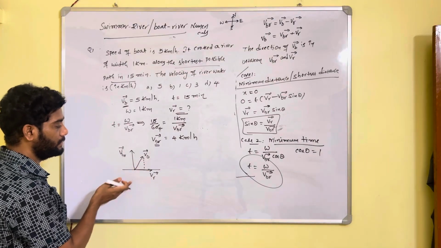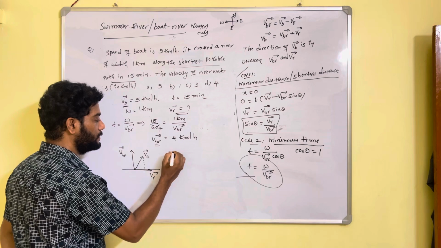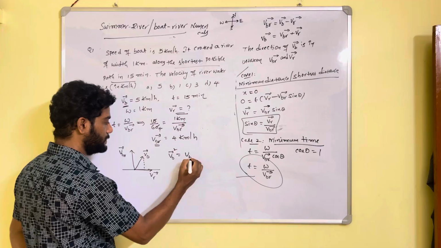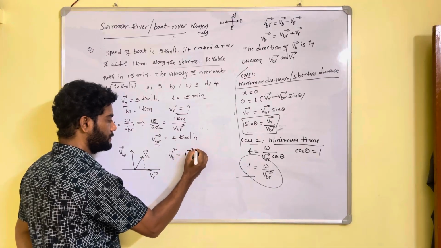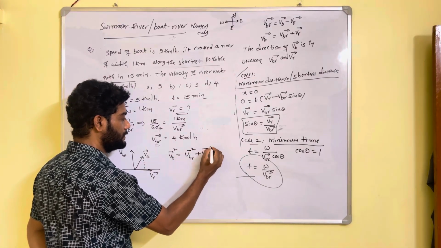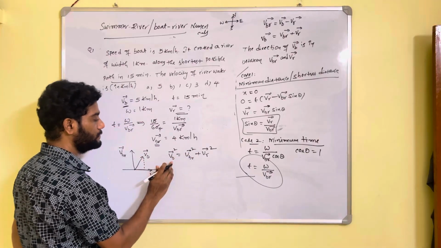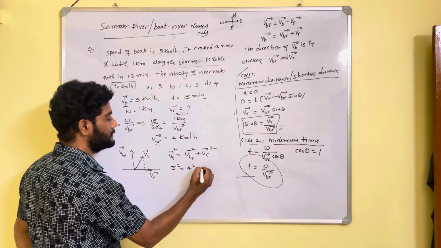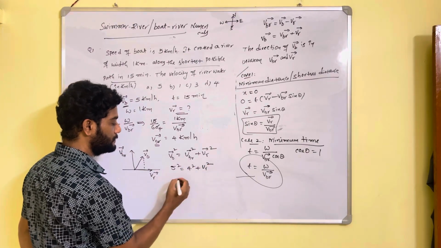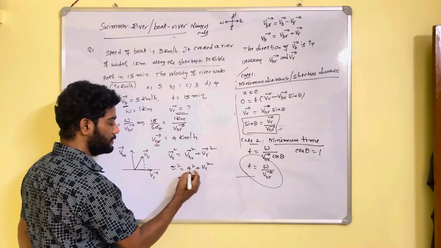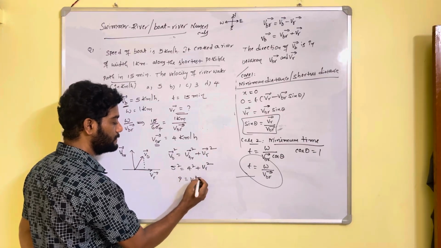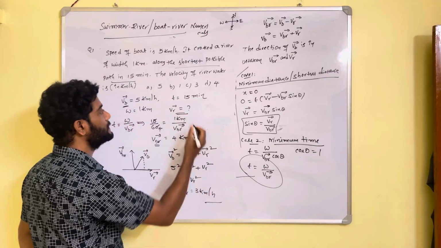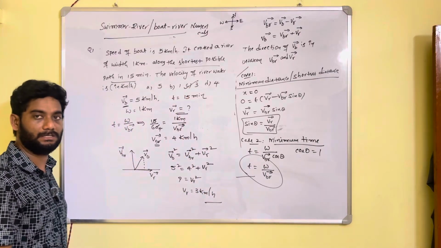Then what is obtained here? Velocity of boat squared is equal to velocity of boat with respect to river squared plus velocity of river squared, in magnitude. So 5 squared is equal to 4 squared plus velocity of river squared. 25 minus 16 is 9, which equals velocity of river squared. So the velocity of the river is 3 kilometers per hour. So 3 is the answer here.